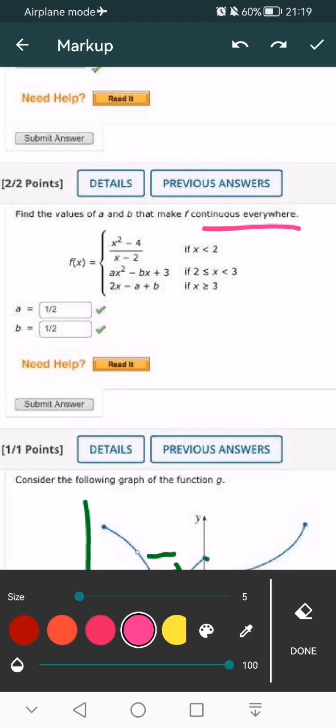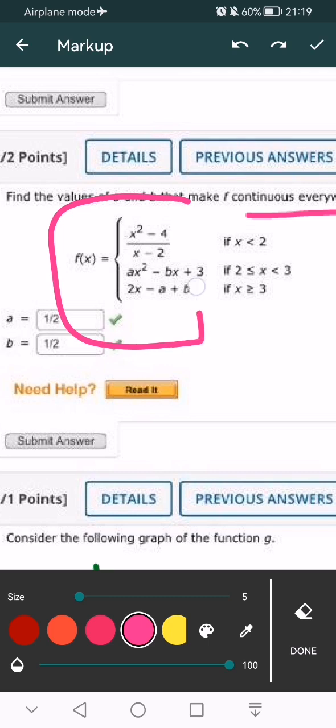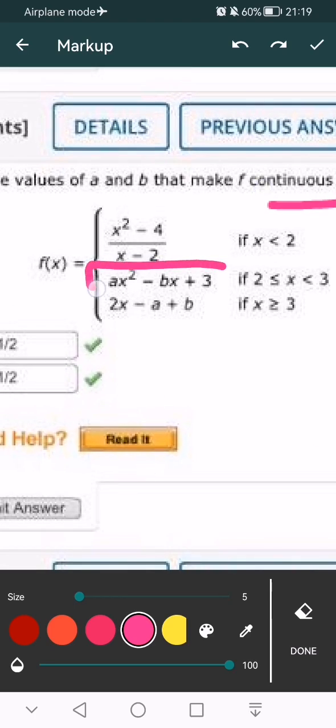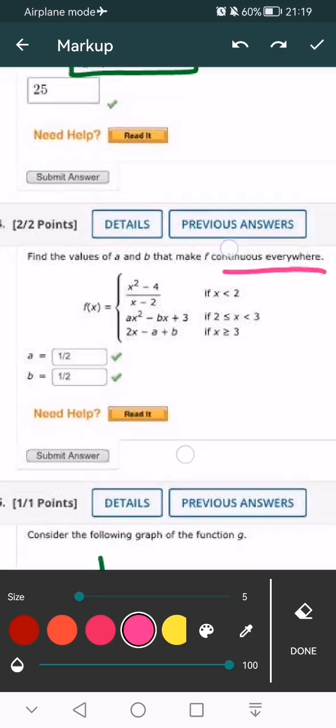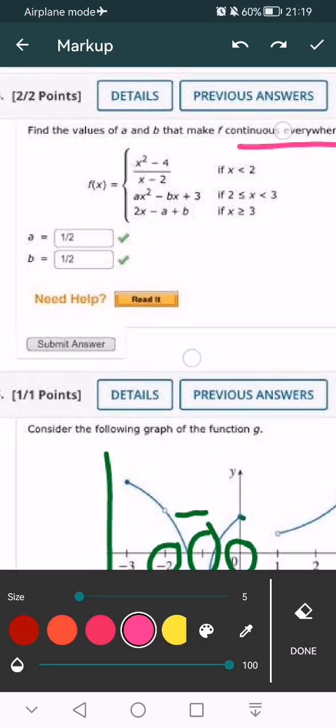Now I have a certain f of x, and there is a condition same as the previous, but there is a and b unknowns that the question asks me to find. So how can I find a and b? There is a very important thing: if I have two unknowns, I need two equations. So how can I prepare two equations? That is the solution. So this is the question.